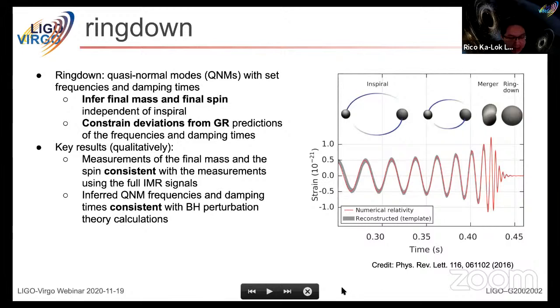Before diving into the details, let me qualitatively summarize the key results. The first thing is that the measurements of the final mass and spin are consistent with the measurements using the full IMR signals. And the second is that the inferred quasi-normal frequencies and damping times are consistent with the black hole perturbation theory calculations. Next slide, please.